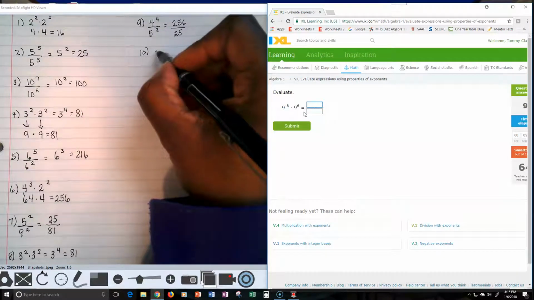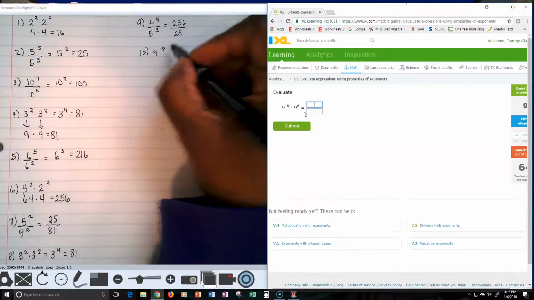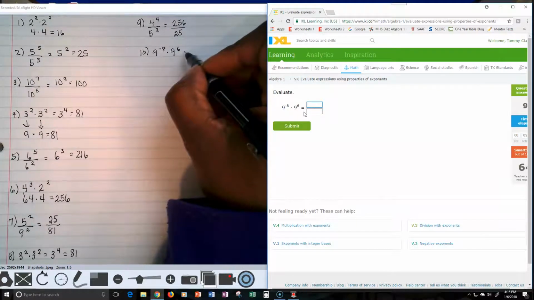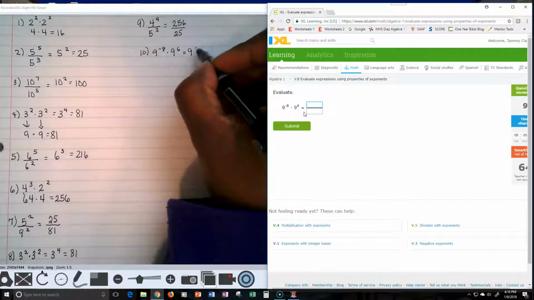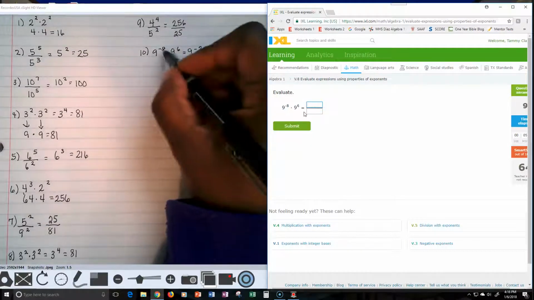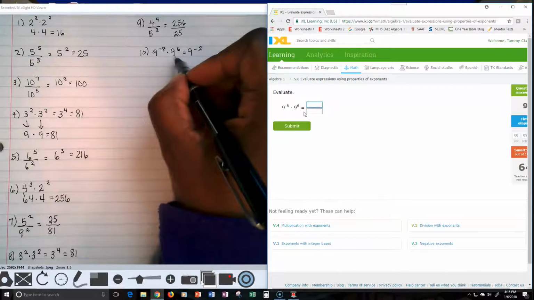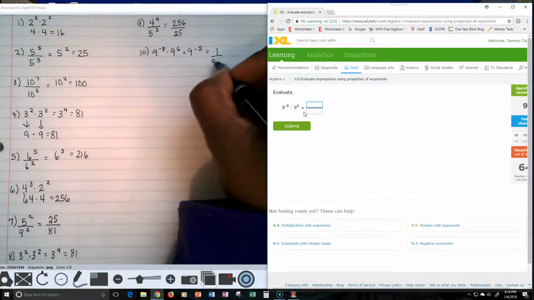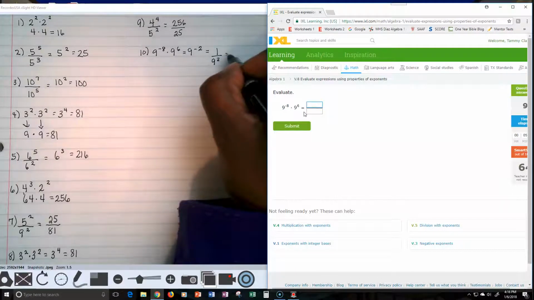Number 10, we have 9 to the negative 8th power multiplied by 9 to the 6th power. So we could say that is 9 to the negative 2 power, because we're just adding the exponents because the bases are the same. And we know that that's 1 over 9 to the 2nd power, which is 1 over 81.